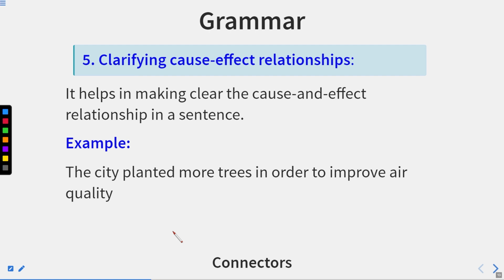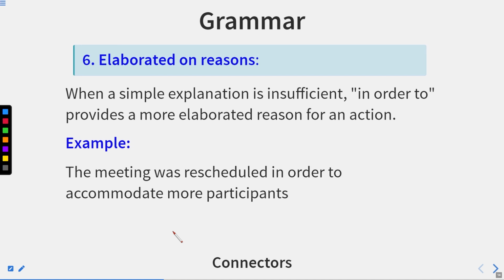Clarifying cause-effect relationship. It helps in making clear the cause and effect relationship in a sentence. The city planted more trees in order to improve air quality. Elaborating on reasons: when a simple explanation is insufficient, we use "in order to" to provide a more elaborated reason for the action. The meeting was rescheduled in order to accommodate more participants.